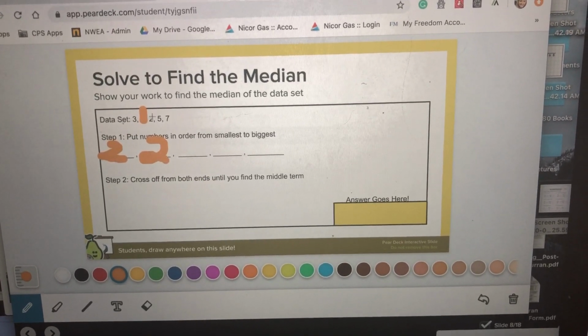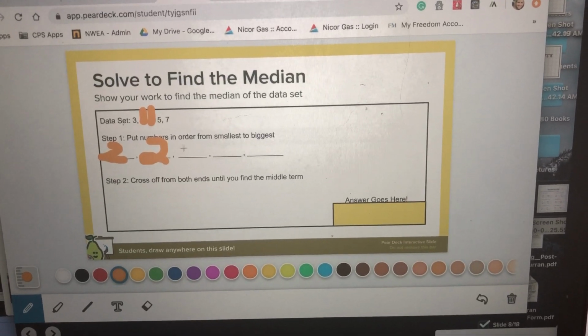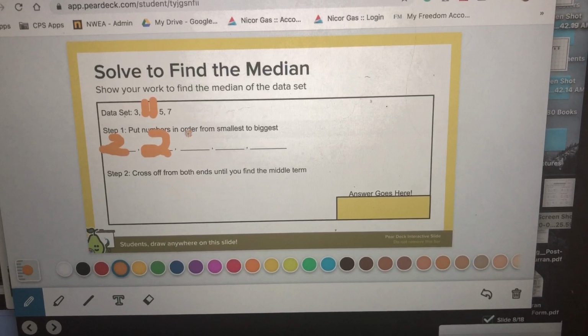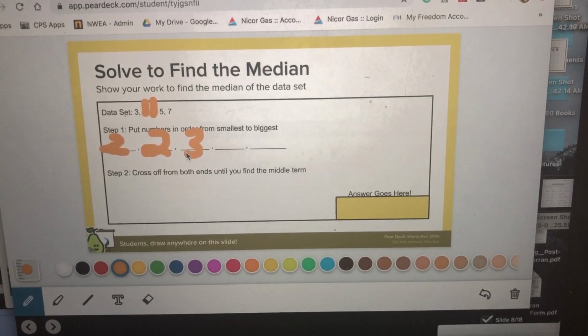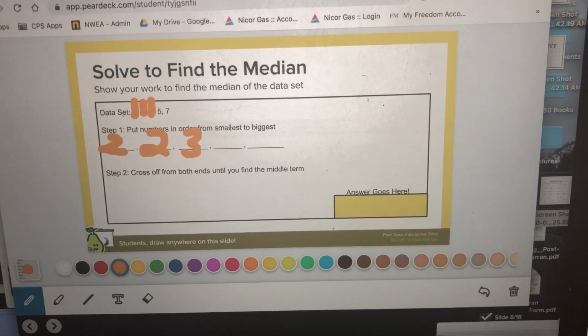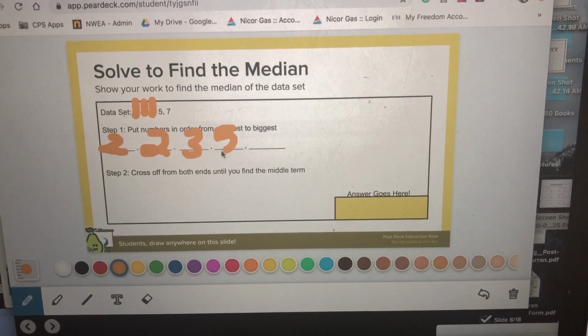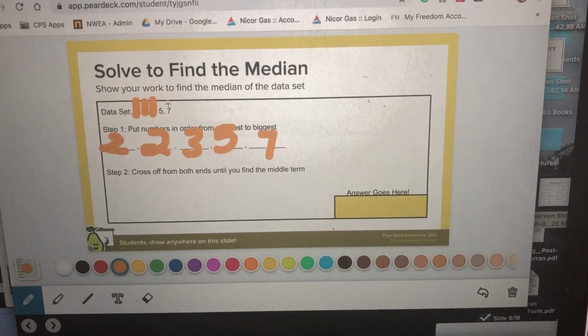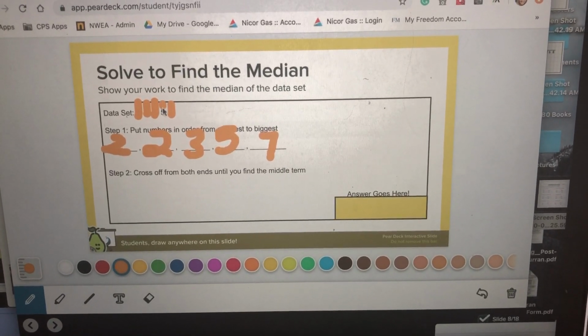We need to make sure we put both 2's in there. The next smallest number is 3. Cross it off. The next smallest number is 5. And the next and final number, or biggest number in this data set, is 7.